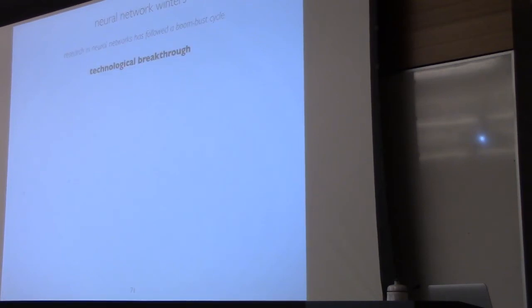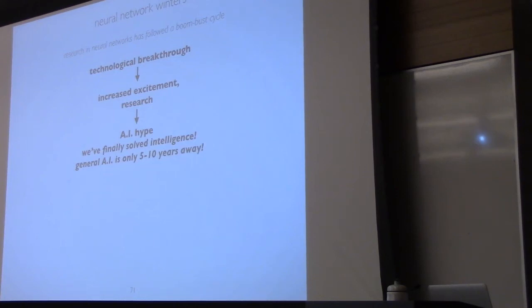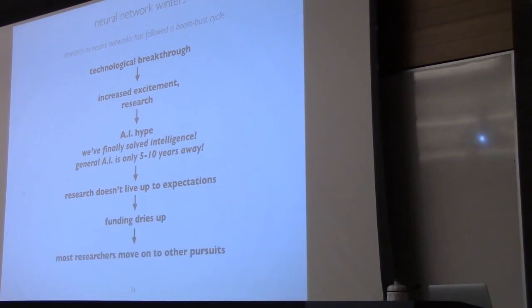But it's important to look back and think, okay, there's this boom-bust cycle that happened in deep learning, where there's a technological breakthrough, there's some excitement, and then there's hype, which is, we're going to finally solve intelligence. It's only 5 to 10 years away. Don't even worry about it. And then it inevitably doesn't live up to the expectations. Funding dries up, people move elsewhere, and then it repeats. So one thing I want to impress upon you is that you shouldn't just believe the hype. Hopefully I've demystified neural networks quite a bit, and hopefully you don't think it's all hype.